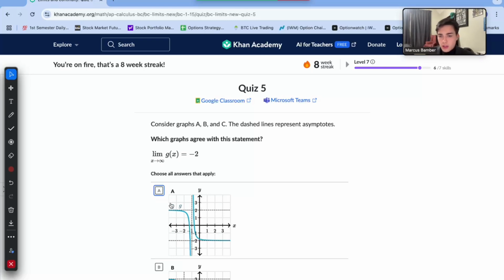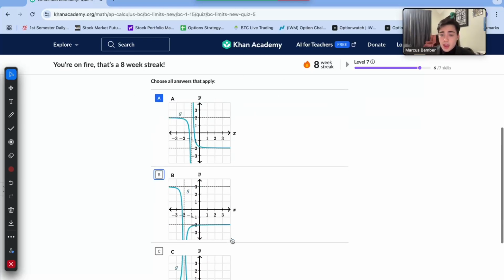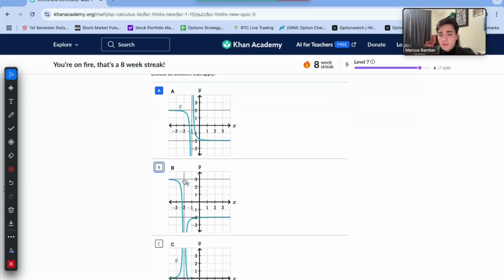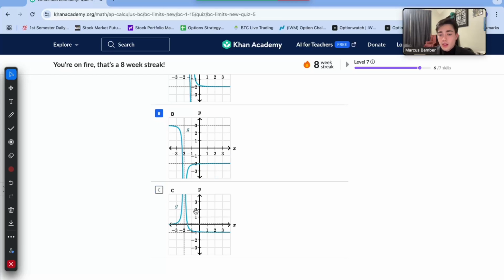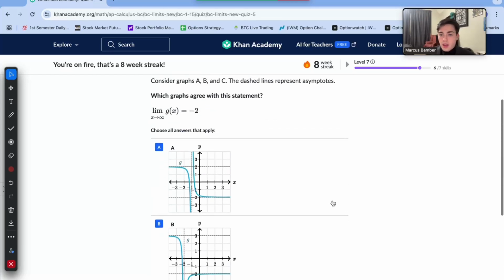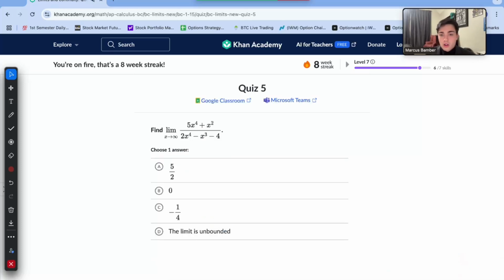So as we can see, answer choice A, as x approaches infinity, the y value does indeed approach negative 2. As we can see, there's a horizontal asymptote at negative 2. So answer choice A is correct. Check answer choice B. As x approaches infinity, we're using the right side of the graph. The y value also approaches negative 2 for this one. And this last one, as x approaches infinity, the y value approaches negative 1. So answer choices A and B are correct with this one.